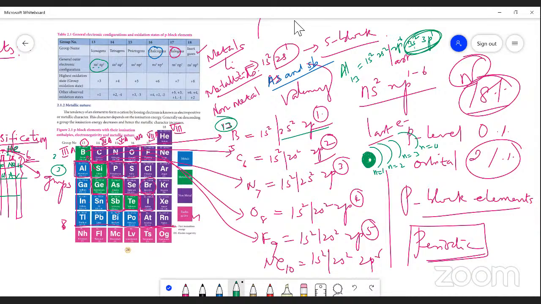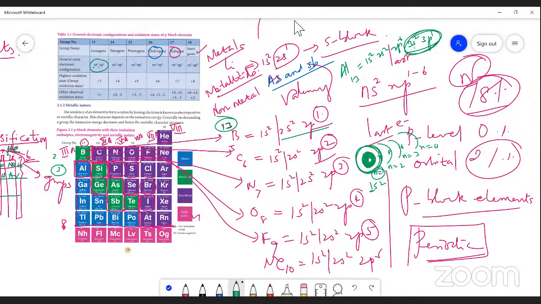The shells can accommodate 2 electrons, 8 electrons, 18 electrons. The first shell can accommodate only 2 electrons, which we write as 1s2. So this 1 denotes n equal to 1, the principal quantum number. The point you should understand here is a very basic fundamental.